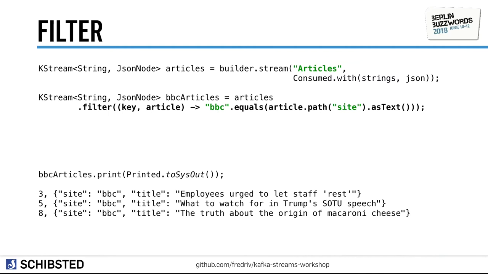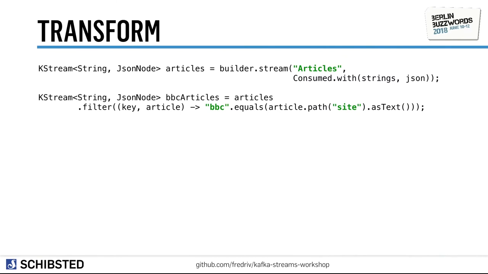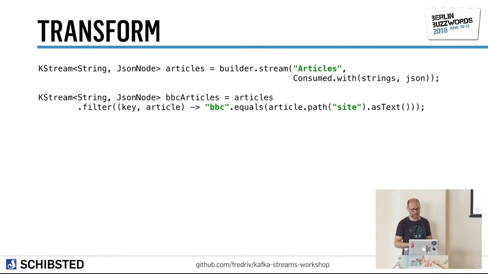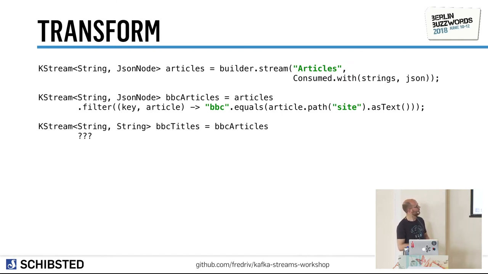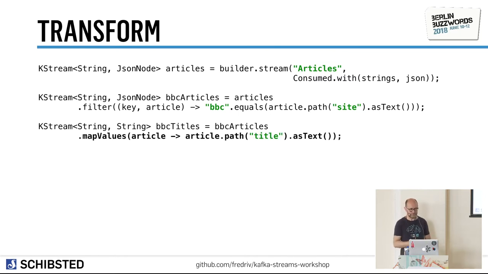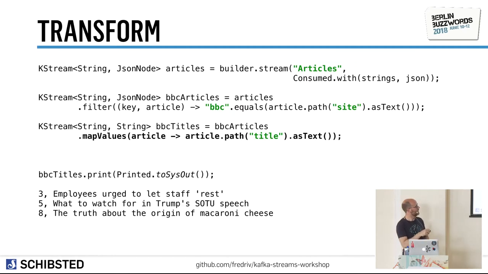We can do more, of course. Not just filtering, but also transforms. If I want just the titles, not the entire event, how do we do this? In this case, I can use the method called mapValues, which takes in the value of the event and returns a new value. So I extract the title value from the JSON and return that as a string, or as text. Now you can see my KStream type, the type of my value, has changed from JSON to String, as expected. If I print this out, of course, I get just the titles. The same keys, though. I haven't changed the keys.